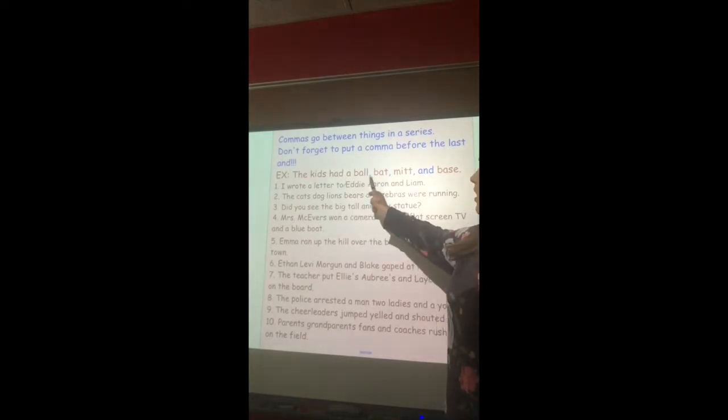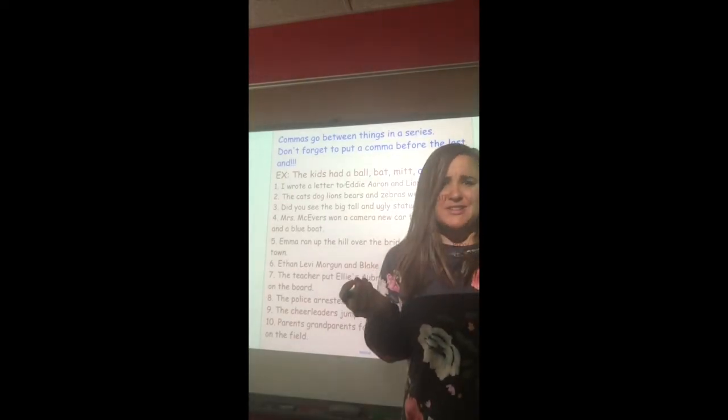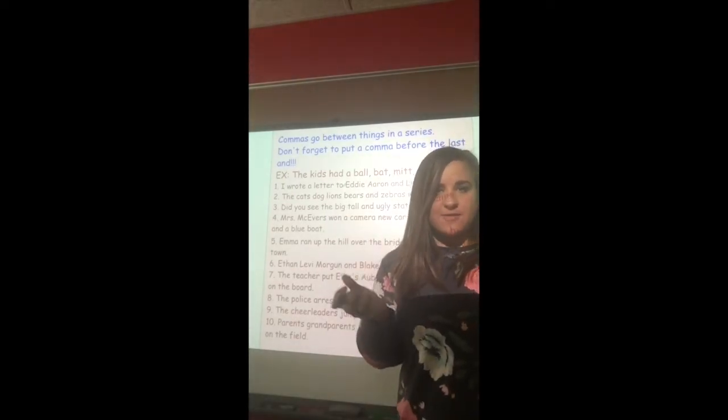So here's the example. The kids had a ball, bat, mitt, and bases. After each item, we had a comma. Had a ball, comma, bat, comma, mitt, comma, and a base. We do not need a comma after and because and isn't something that we're listing. You just have the comma after the item.